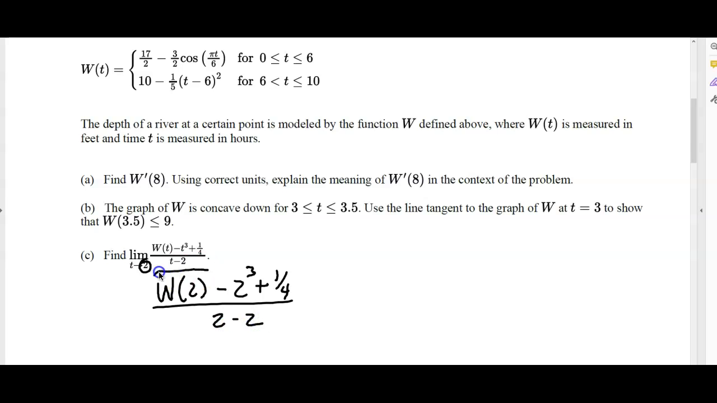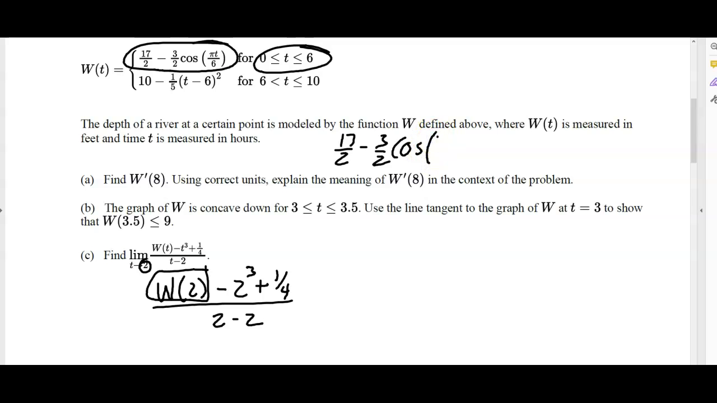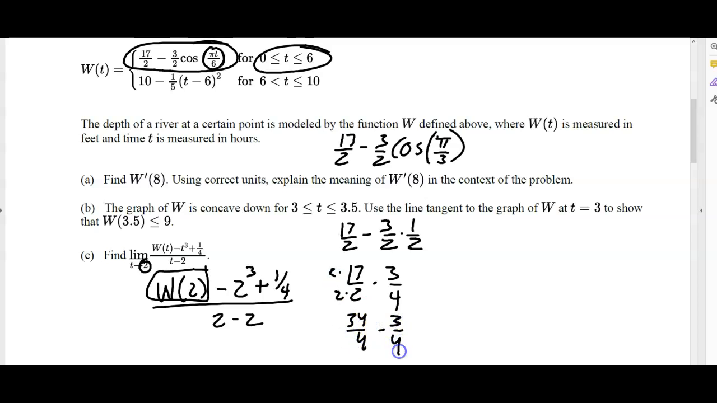All right, let's find W of 2. So if t equals 2, I'm on this interval, and therefore I'm using this piece. And I'm going to be plugging in 2 for the t. Now, if I plug in 2 here, that's going to simplify to pi over 3. And cosine of pi over 3 is a half. So I have 17 over 2 minus 3 over 2 times a half, which is 17 over 2 minus 3 over 4. And if I get a common denominator here, I get 34 over 4 minus 3 over 4, which is 31 over 4.